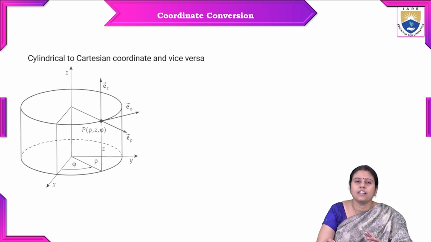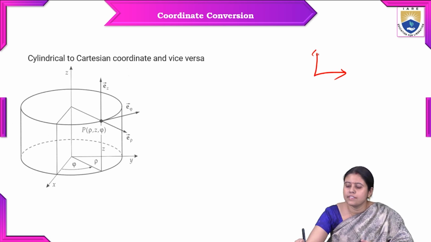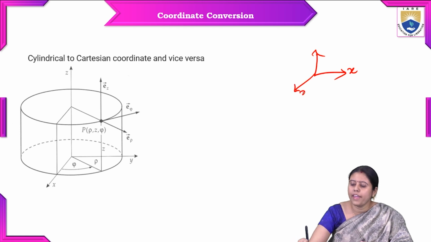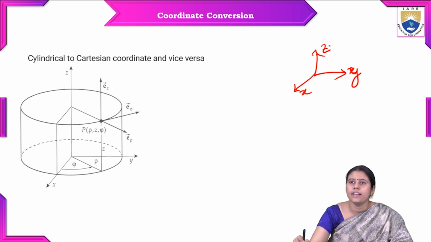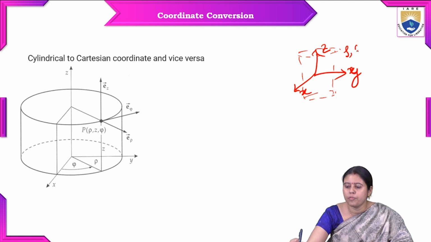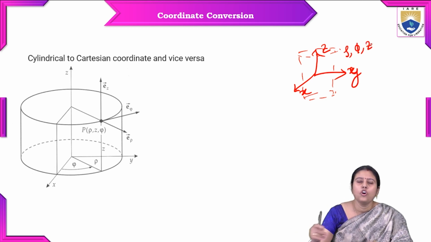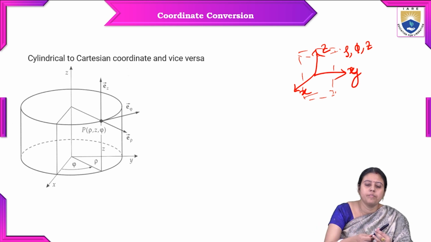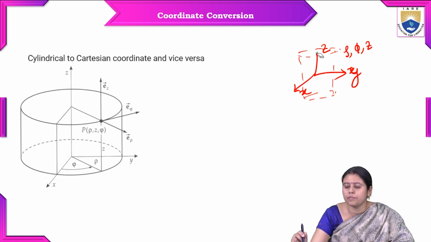So what is the Cartesian coordinate? The normal x, y, z is known as the Cartesian coordinate, and if we are thinking about a cylinder, this is known as the cylindrical component. The main components are rho, phi, and z. Rho is the radius, phi is the angle, and z is nothing but the height.